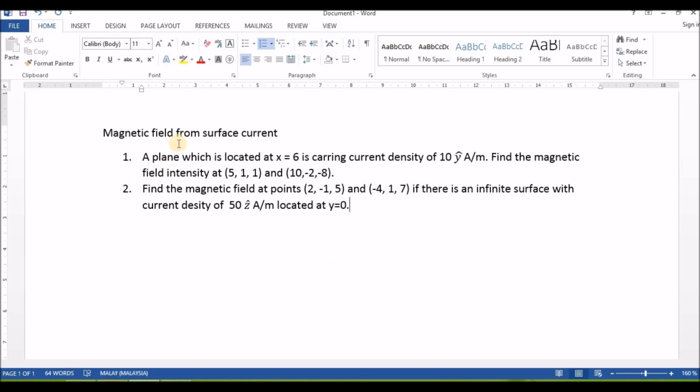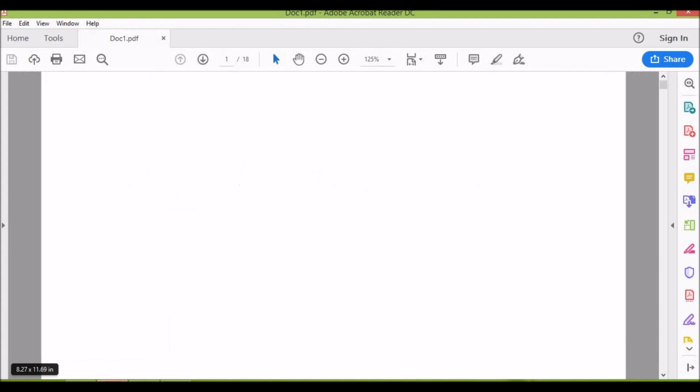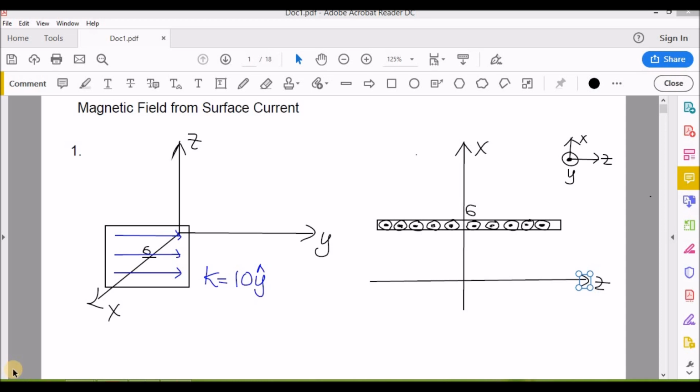Let's look at the first one. You have a plane located at x equal to 6, and it has current density of 10 in the y direction. Find the magnetic field at these 2 points. The solution: first of all, you have to draw your plane. You can draw your surface in 3D, and this one is 2D.